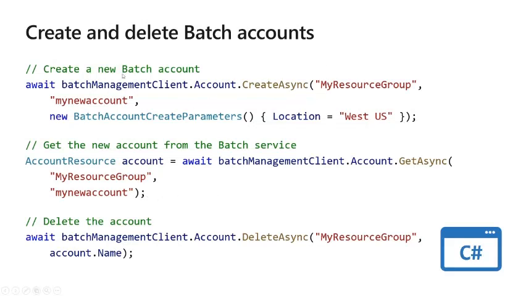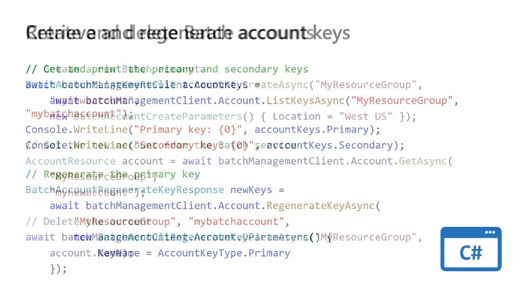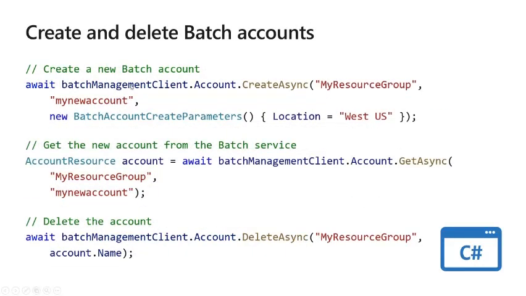If you see here, I can create a new batch account simply with my batch management client, which I need to create, and then account.CreateAsync with my resource group, my new account name of my batch account, and with the location West US. Here you can see this variable, this batch management client. I need to create this client to get access to my accounts.